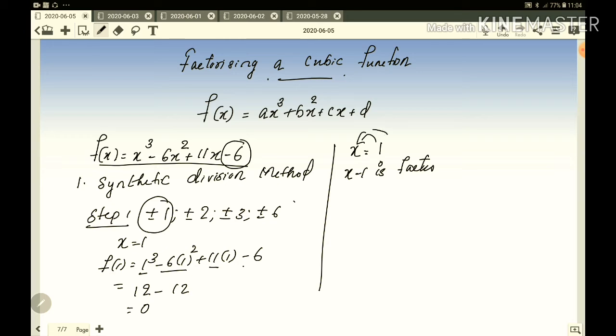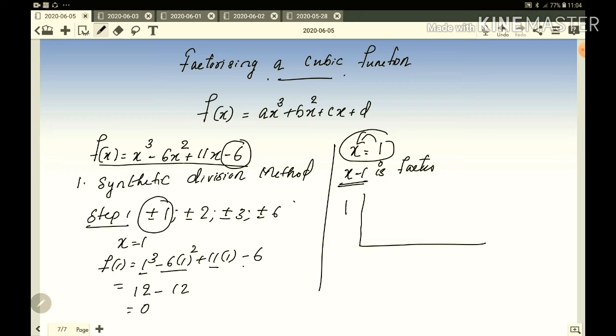I need the x value, not the factor form. What is that x value? 1. That 1 I am writing here. Then I have to draw a long English letter L. Inside this L, you have to write all the coefficients, A, B, C, D. That is very important, whether it is given or not. You have to make sure there are 4 of them. For example, if x square is not there, in that coefficient place you have to put 0.